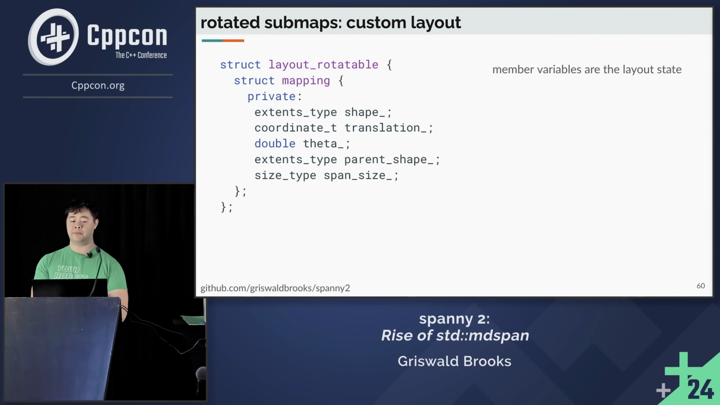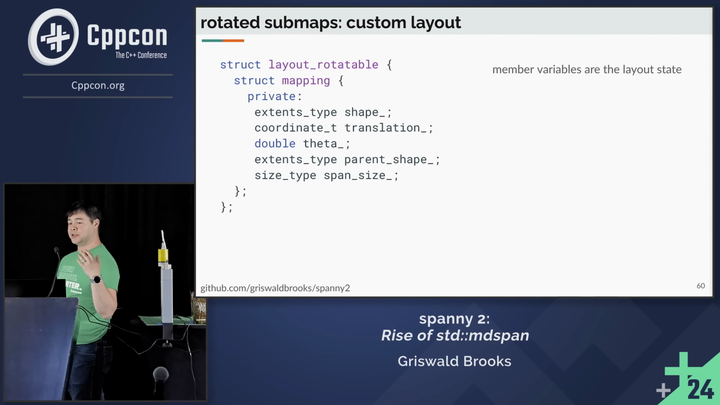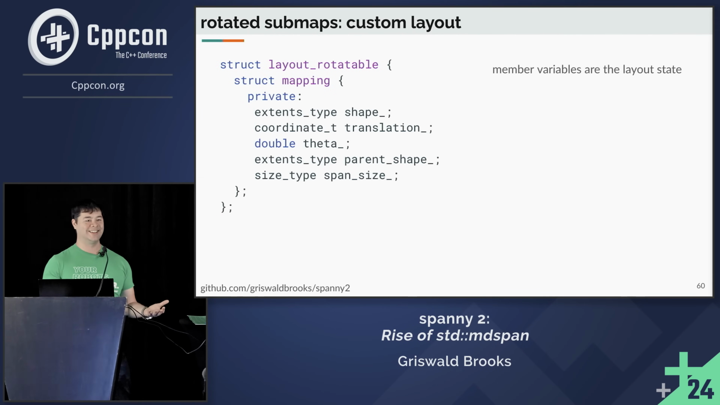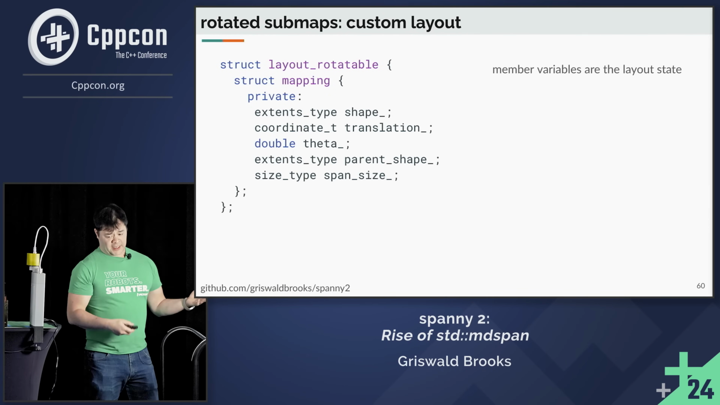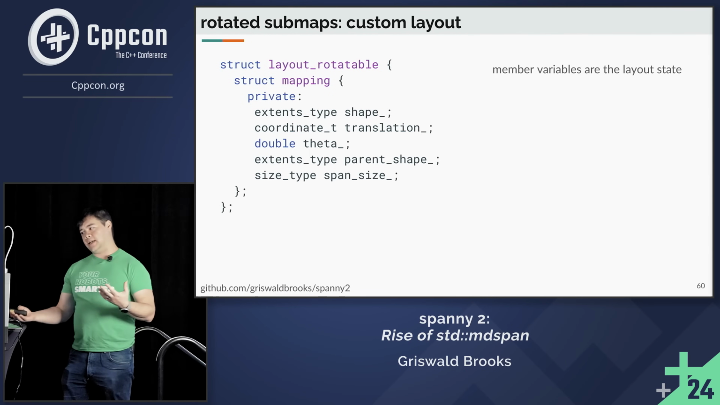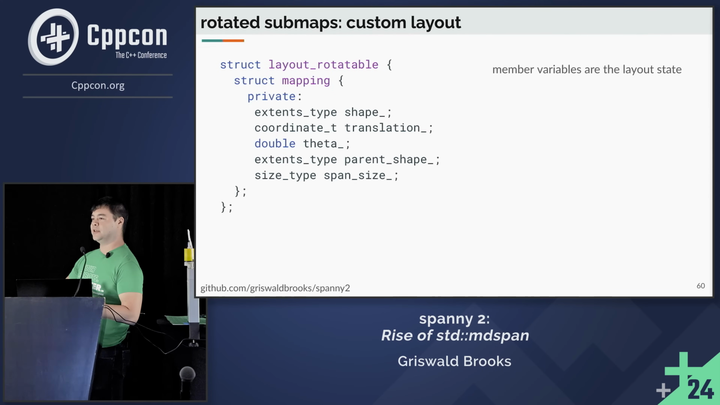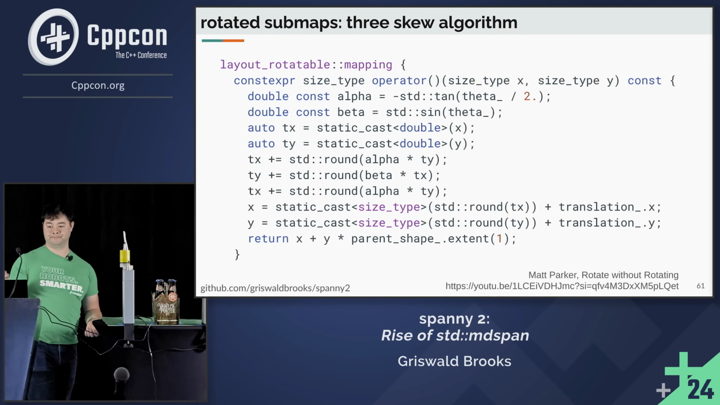We're going to store the shape of the parent, shape of the span, those translations and rotations in the layout itself. Hey, layouts can have state. There's nothing that says that layouts have to be stateless. In this case, that all came through the constructor, but I can imagine a scenario where we do the access operator and we keep updating the state of the layout. So layouts can have state.